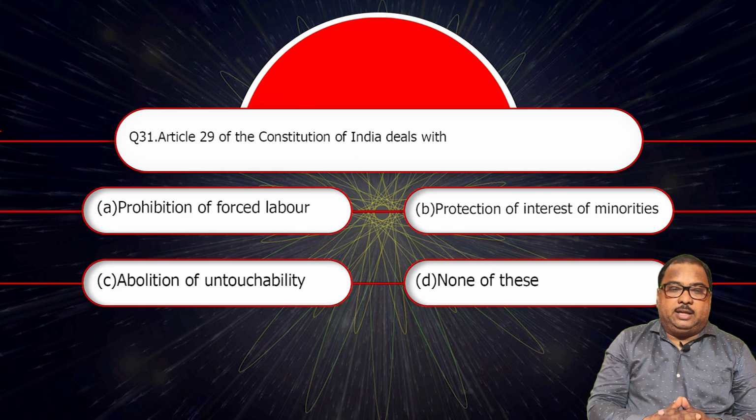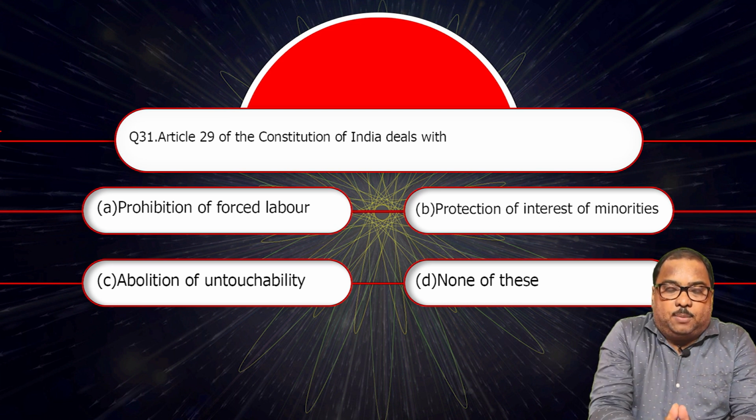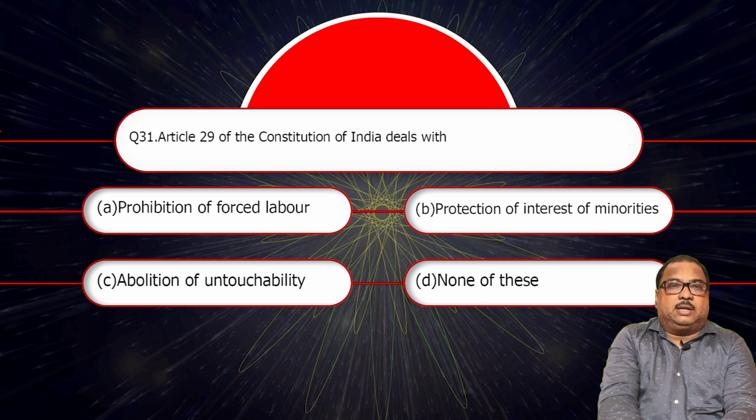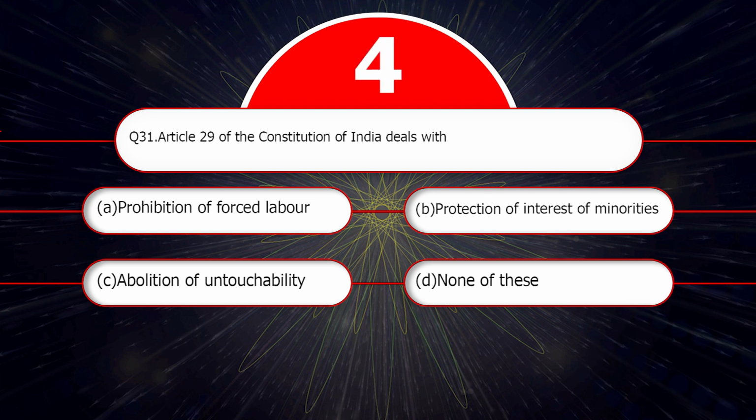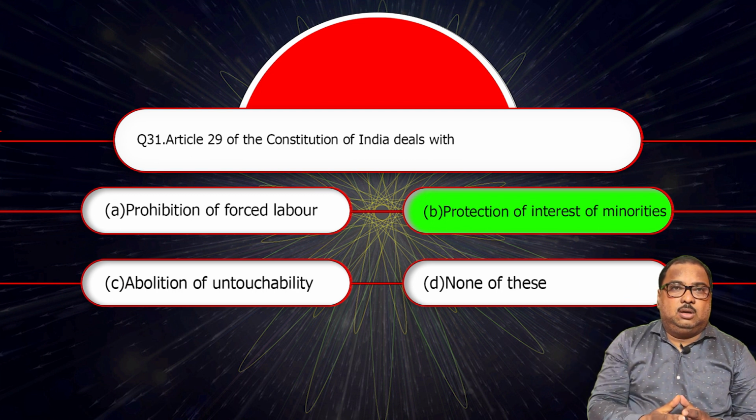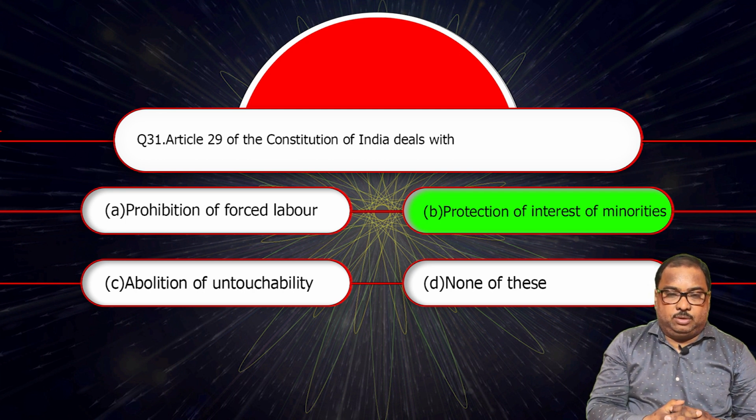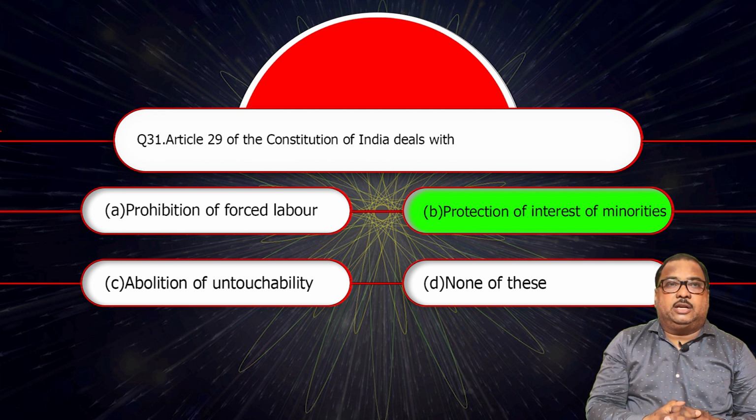Next question. Article 29 of the Constitution of India deals with option A prohibition of forced labor, option B protection of interest of minorities, option C abolition of untouchability, option D none of this. Your time starts now. And the correct answer is option B protection of interest of minorities. So Article 29 deals with the interest of minorities, and overall Article 29 and 30 deal with cultural and educational rights.